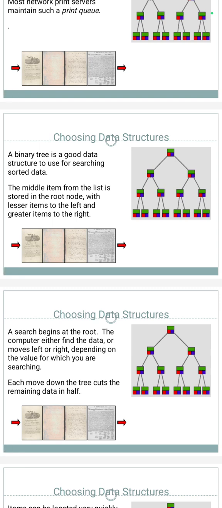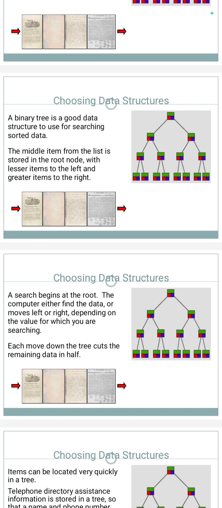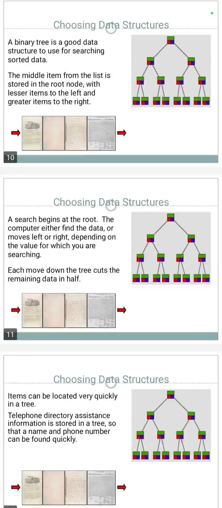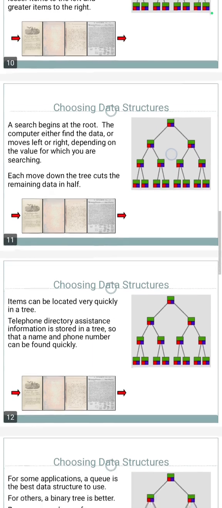A binary tree is a good data structure to use for searching sorted data. A middle item from the list is stored in the root node, with lesser items to the left and greater items to the right. A search begins at the root. The computer either finds the data or moves left or right depending on the value for which you are searching.